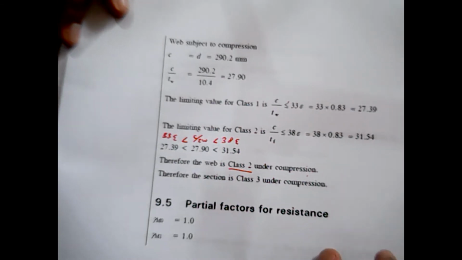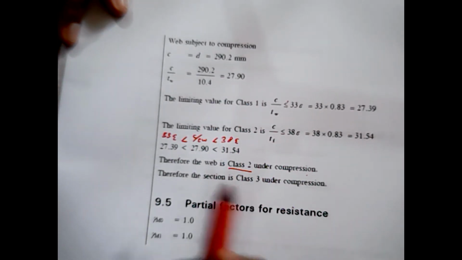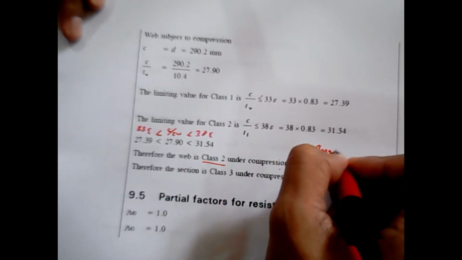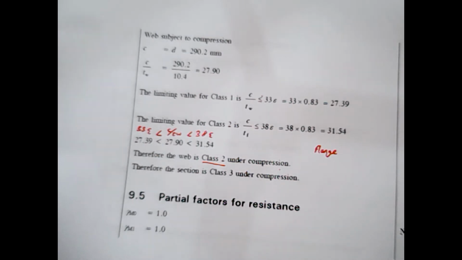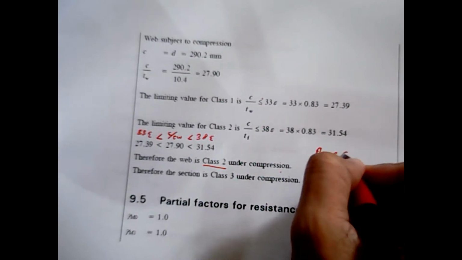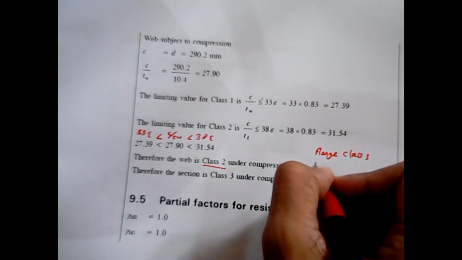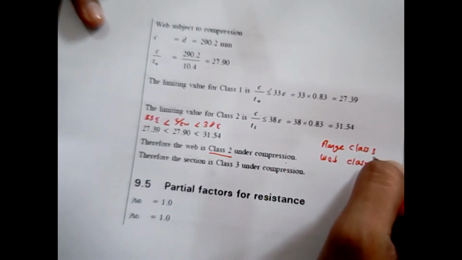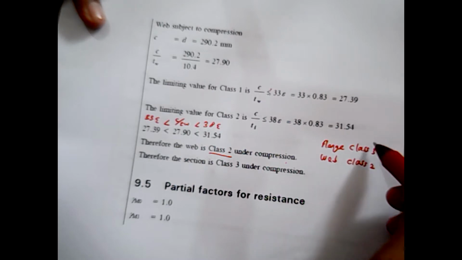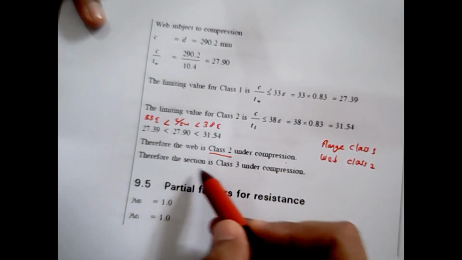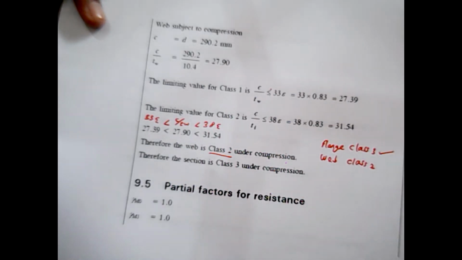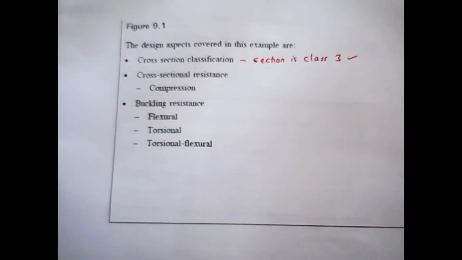Alright, as I explained earlier in the previous chapter, in this case your flange is classified as class 3 and your web is classified as class 2. So you need to choose the lower class, which means the section is class 3 under compression.